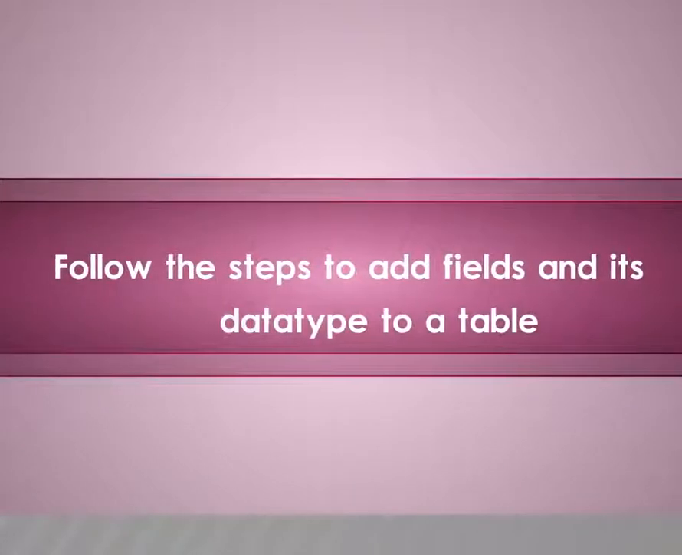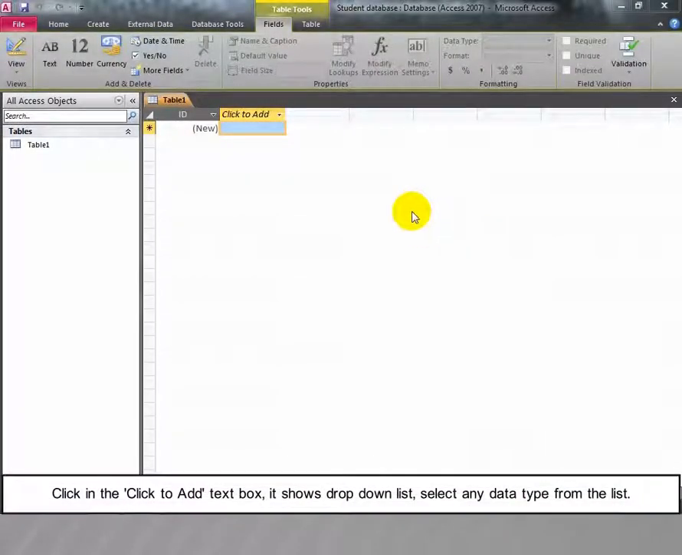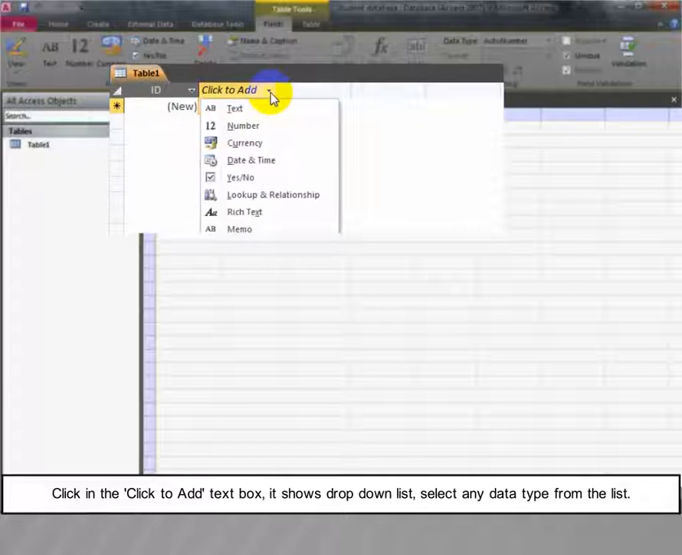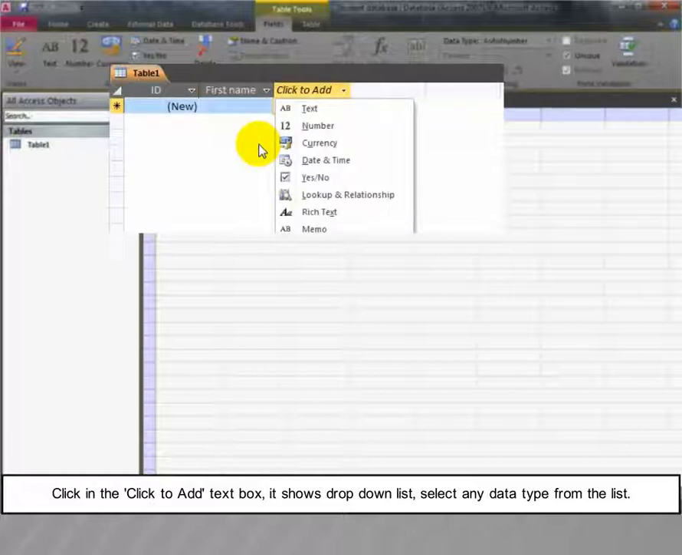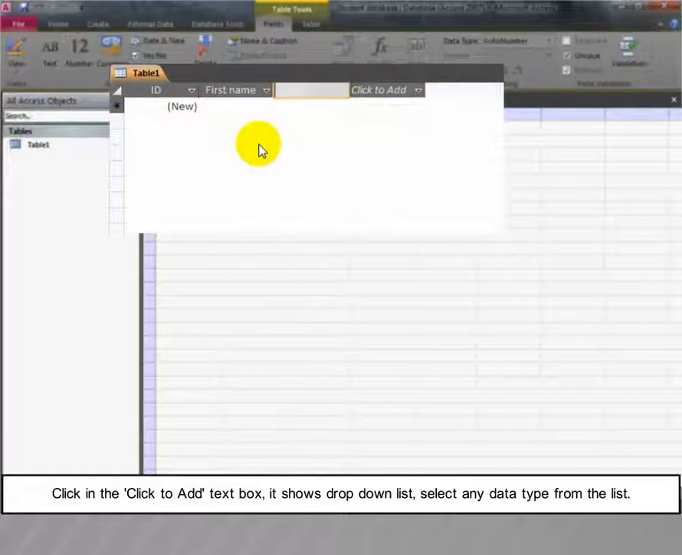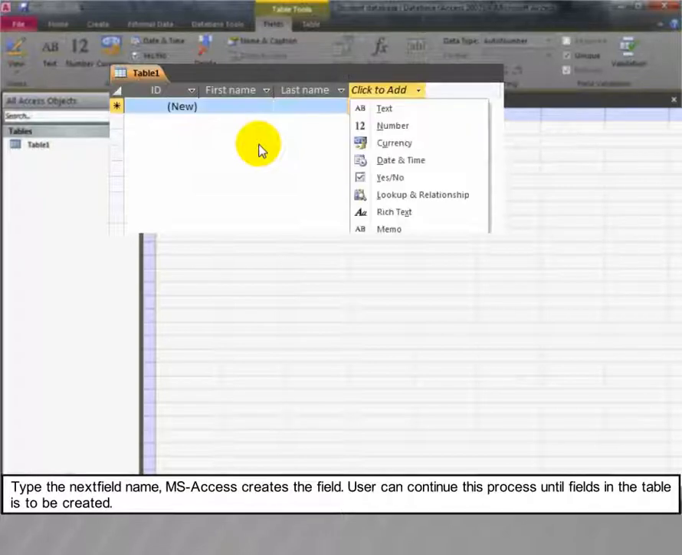Follow these steps to add fields and their data types to a table. Click in the Click to Add text box. It shows a drop-down list. Select any data type from the list. Type the next field name. MS Access creates the field. The user can continue this process until all the fields in the table are created.